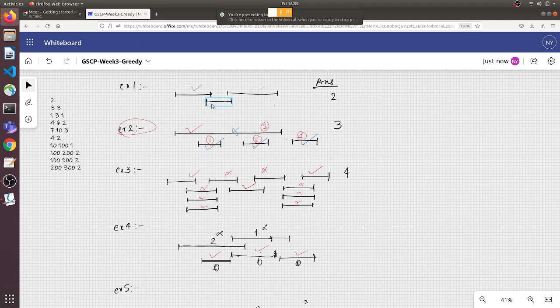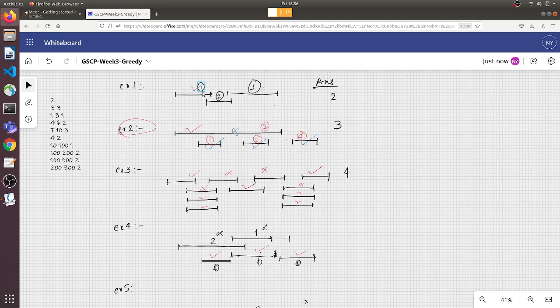So example 1, what I suggested was that let us sort the intervals in ascending order of the finish time or the departure time. If we sort them, then for example 1, the highlighted interval will come first, then the second interval, then the third one. This is 1, this is 2, this is 3.